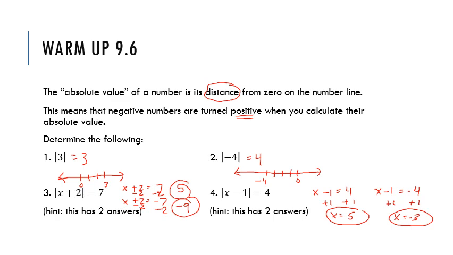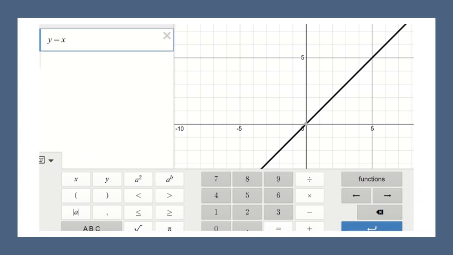So you can see now that absolute value equations end up having two answers. They're actually really similar to x squared equations, to quadratics. I'm going to show you that. So I want to show you a demonstration now of this.